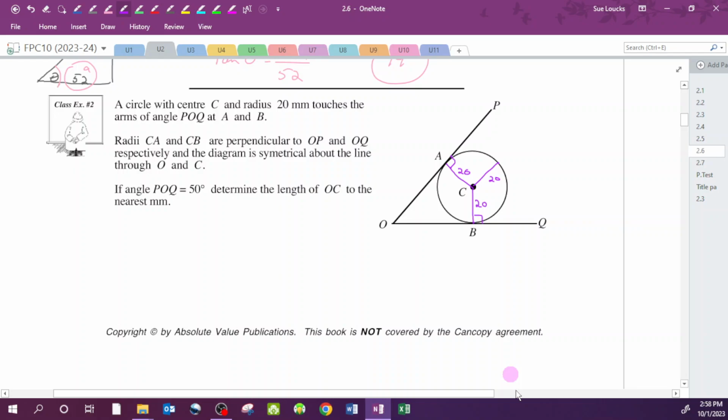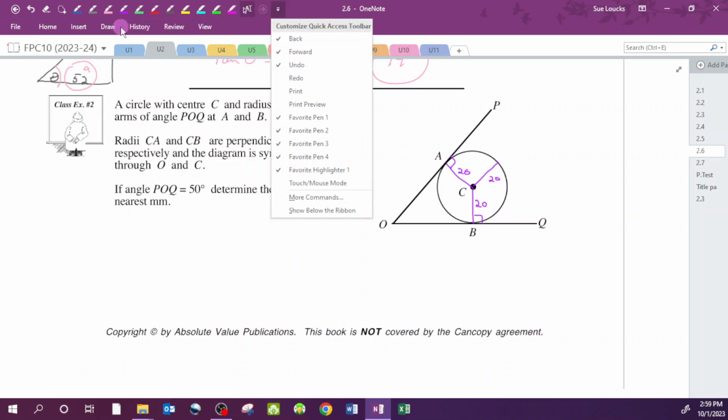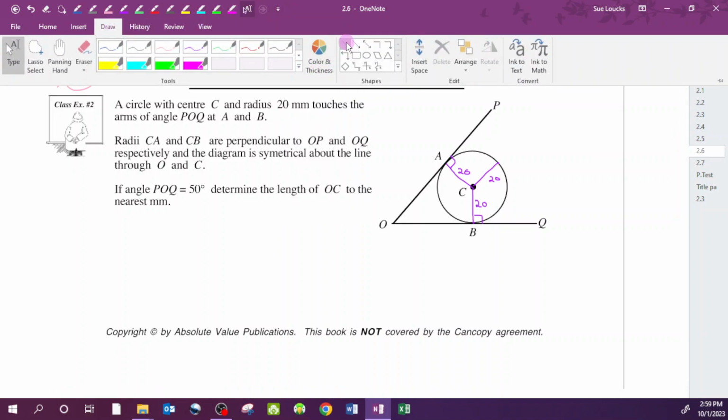And the diagram is symmetrical about the line through OC. So I'm going to maybe actually draw a real line.